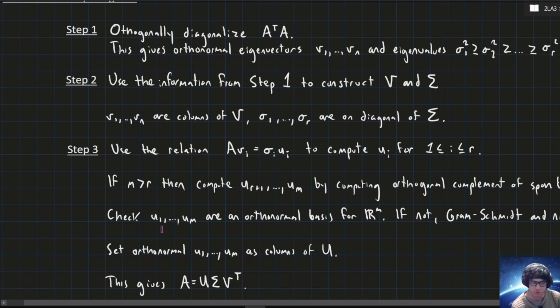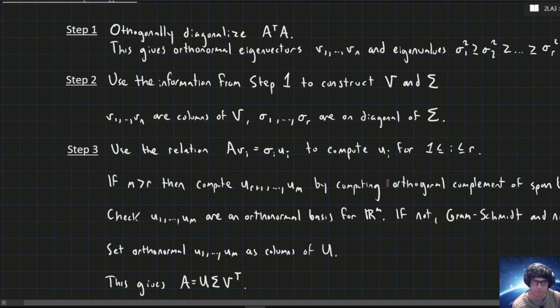Then once we have U1 through UM, we double check it's an orthonormal basis. It's possible when you compute this complement, you might get something that's not orthogonal. If it's not orthogonal, you have to make it orthogonal by using Gram-Schmidt and then normalizing it. But once we have our orthonormal U1 through UM, we set them as columns as U, and that will give our singular value decomposition.